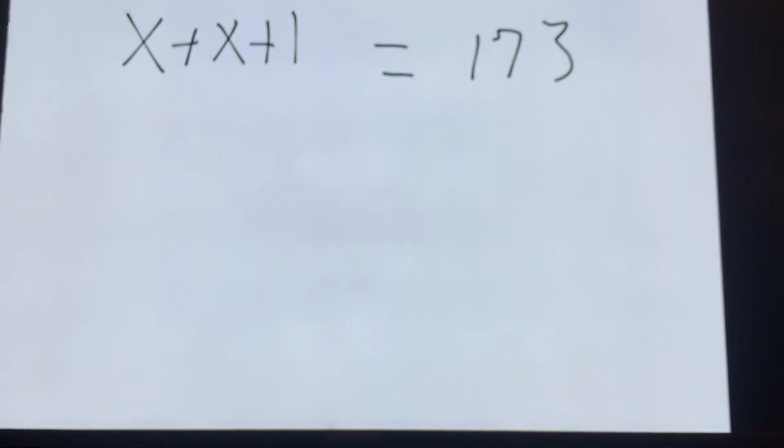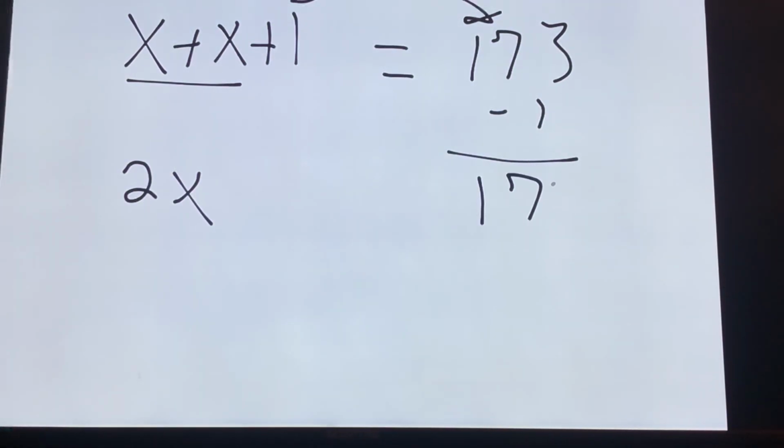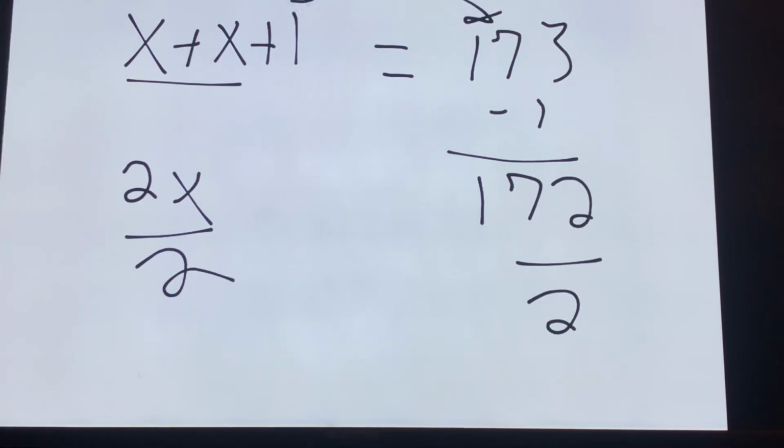Alright, same concept. I need to be able to solve for like terms. Move this over. This gives me 2x right here. And if I move this over, it becomes negative. Minus a 1 over here is 172. Divide by 2. Divide by 2. And we got 1x equals, let me make sure I got it, 86.